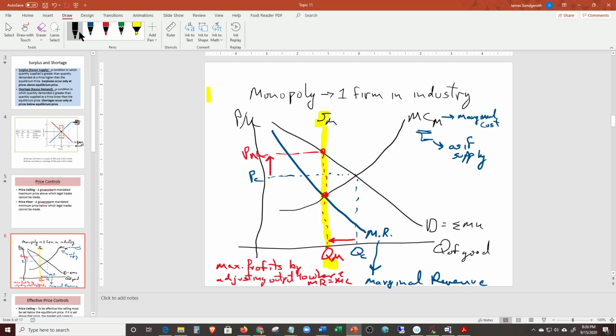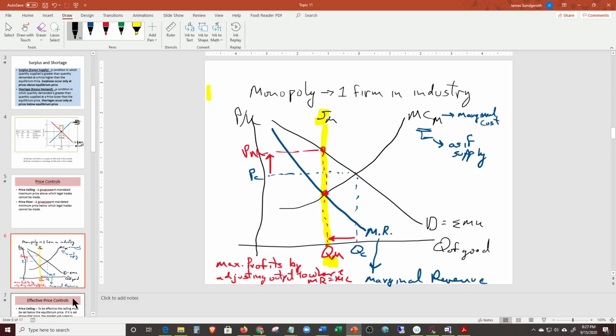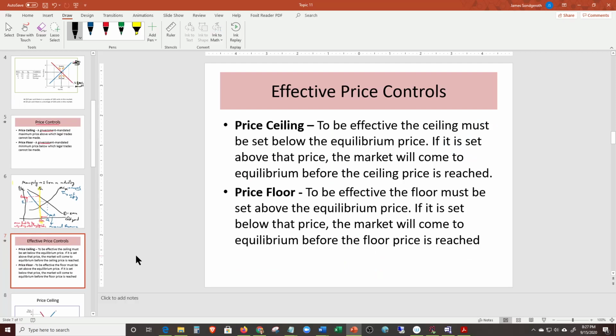But we get off track here. All right, still economics. I just thought we would do this. But monopolies are not going to create permanent surpluses. All right, let's go to effective price controls.